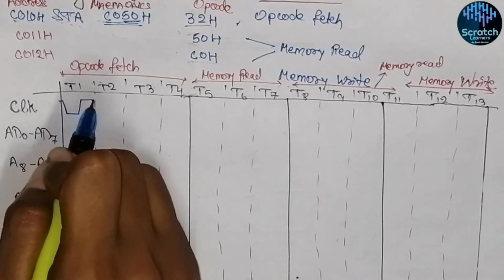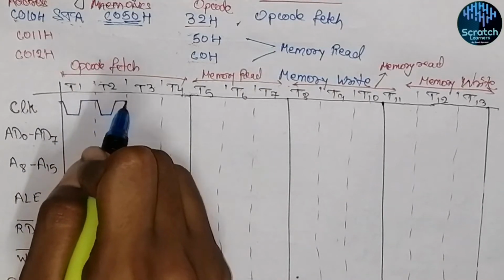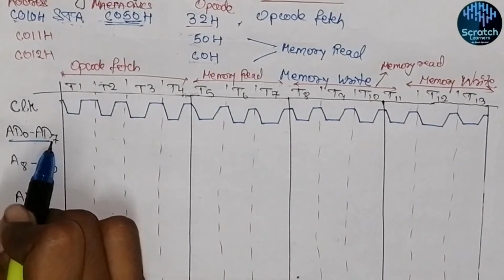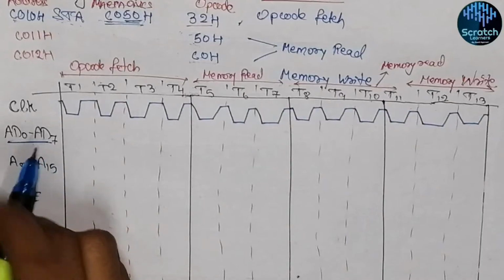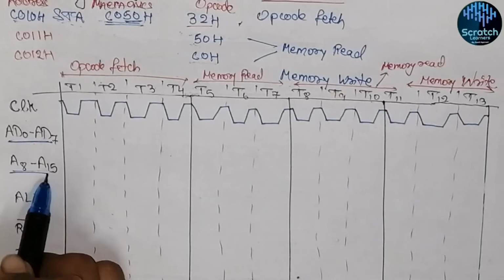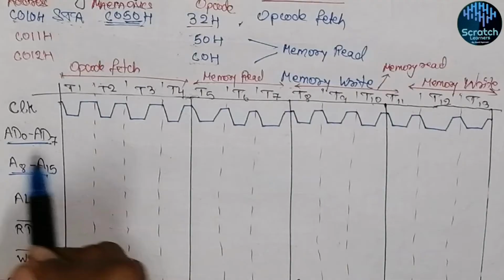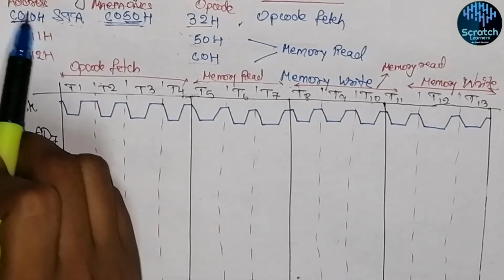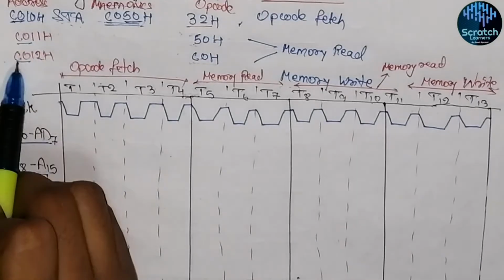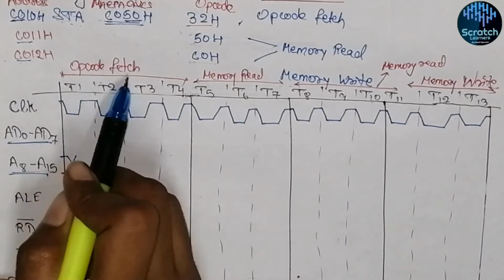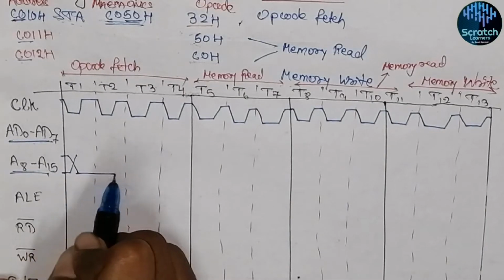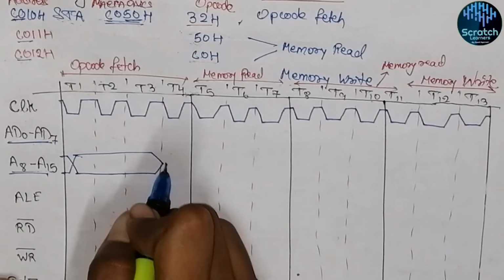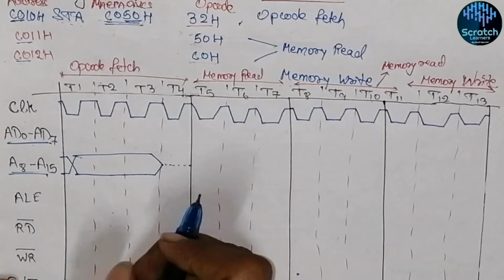First of all we will draw the clock pulses as usual, like this. Then the AD0 to AD7 lines. These are the multiplexed address and data lines. First of all we will draw the higher order address. In all 3 machine cycles the higher order address is the same, that is C0 hex. In the opcode fetch cycle this higher order address will be specified in the first 3 T states, and the 4th T state remains unspecified.